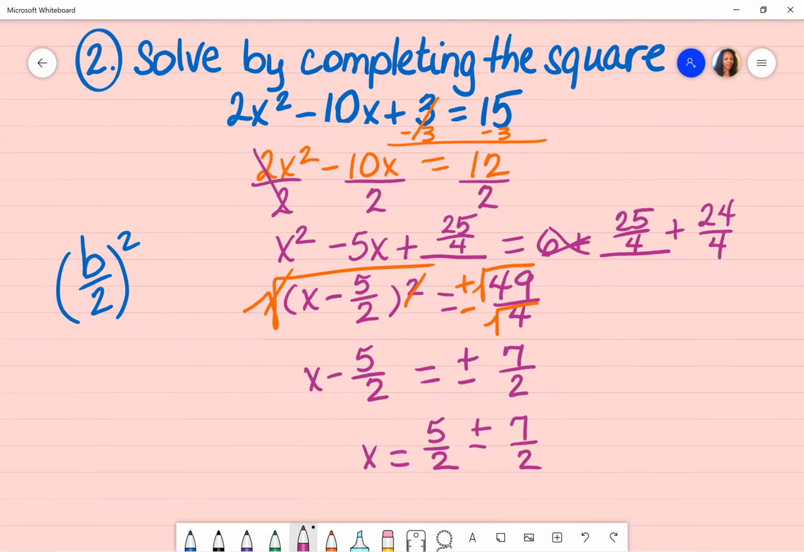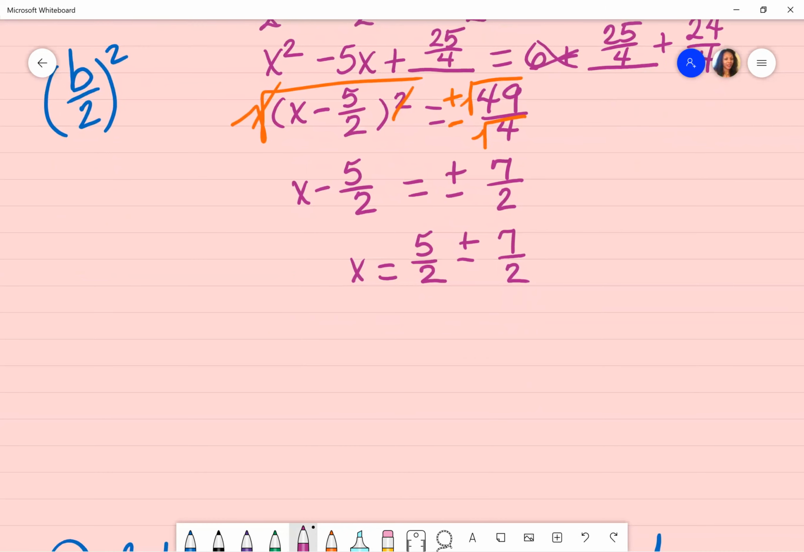Now, this confuses people as well. These are real numbers that can be added or subtracted. So in one case, I have 5/2 plus 7/2. And in another case, I have 5/2 minus 7/2. So just put that in the calculator if you don't know how to simplify fractions.